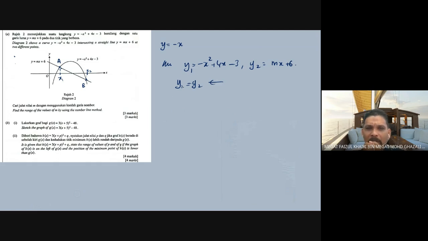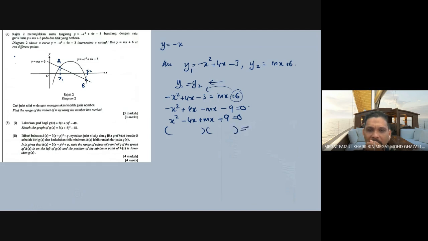if I come up with y1 equal to y2, negative x squared plus 4x minus 3 equal to mx plus 6. So then negative x squared plus 4x minus mx minus 3, 6 brings the result negative, so negative 6. So negative 3 minus 6, minus 9 equal to 0. Okay, so then multiply with negative 1: x squared minus 4x plus mx plus 9 equal to 0. Then factorize this.